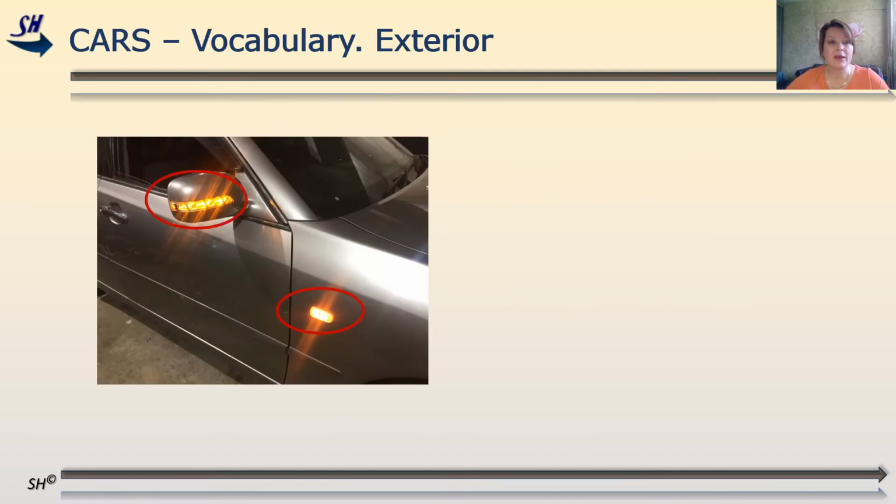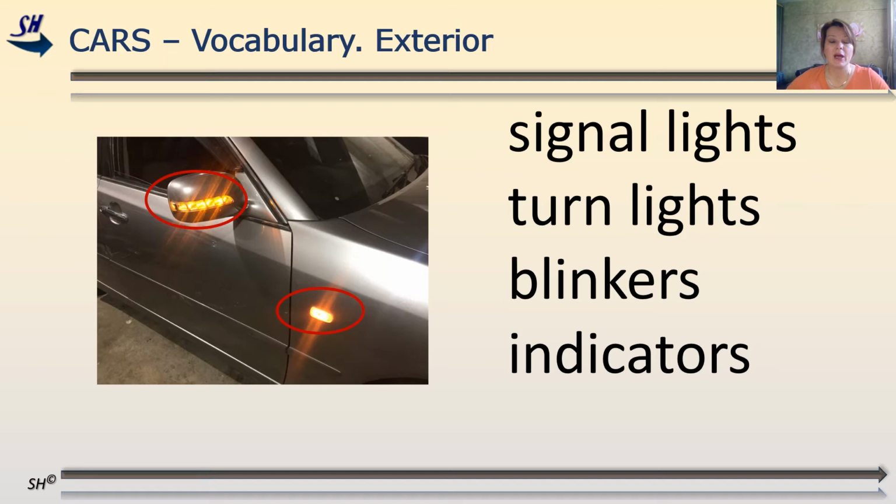Now, looking at these blinking things, if you want to turn to the left or to the right, and you want to show to other drivers which way you are planning to go, you turn on signal lights. They are also called turn lights, which is pretty logical. They're very often called blinkers in the United States or indicators in Britain. So indicators is also pretty logical. You indicate where you want to turn. So it's either signal lights, turn lights, blinkers, or indicators. You choose.